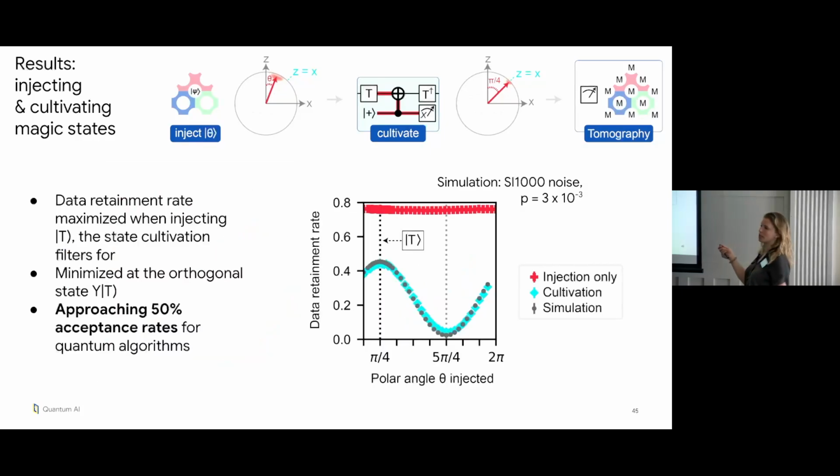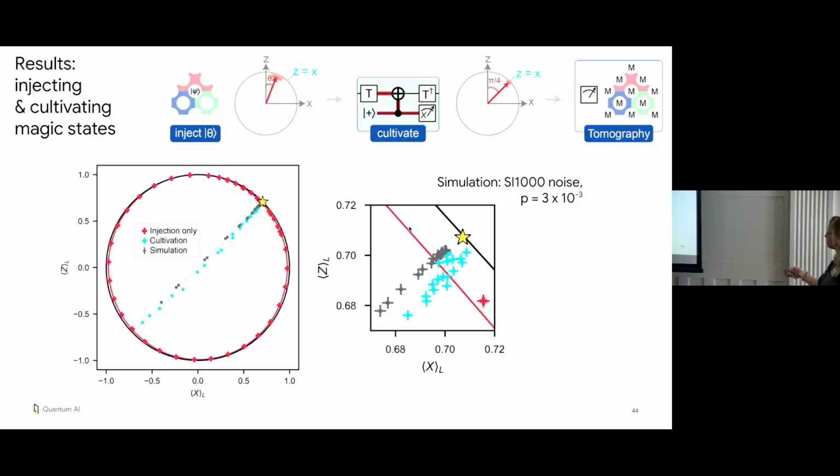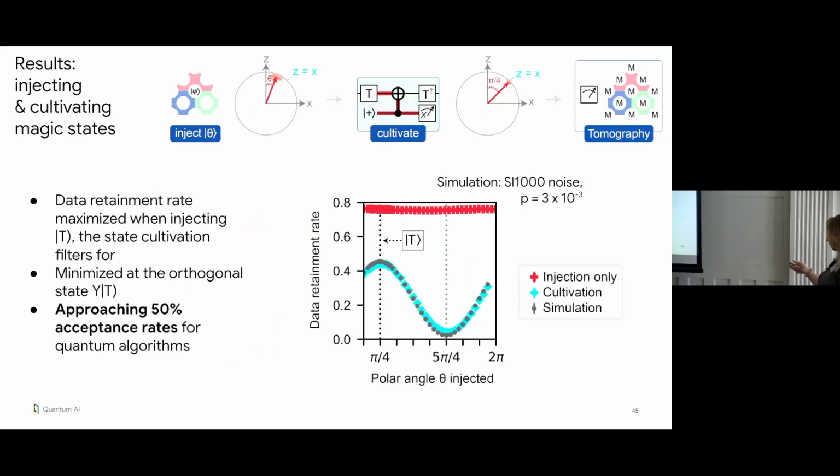Here I'm simulating depolarizing noise with a noise strength of 3 times 10 to the minus 3, which matches our hardware. The post-selection rates here match. And this is actually how we tune our P. We tune our P in simulation to match the post-selection rates, and then just see what kind of state behavior we end up with, to not cherry pick that. And indeed, the post-selection rate is maximized when we inject the T state, as you'd expect. This is the state that cultivation is filtering for. And it's minimized at the orthogonal state at the angle 5 pi over 4, again, as you would expect.